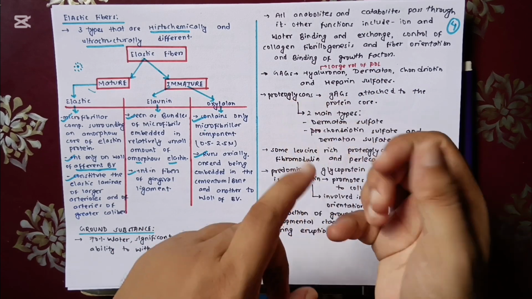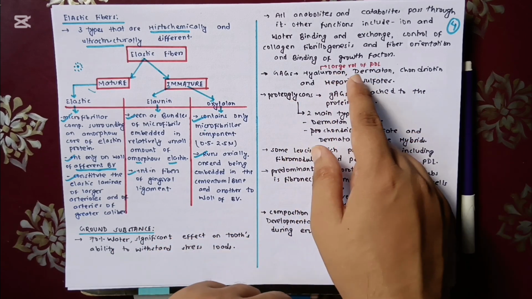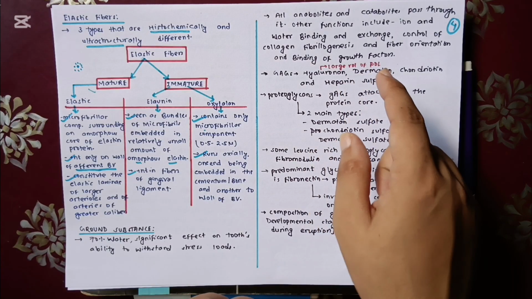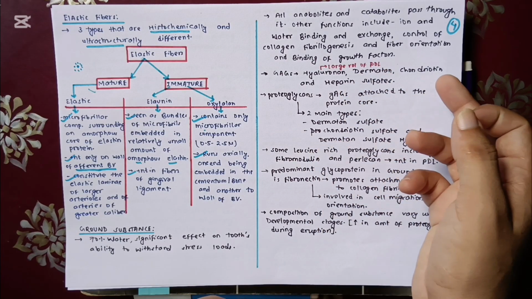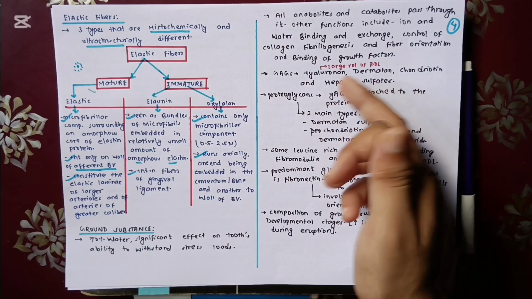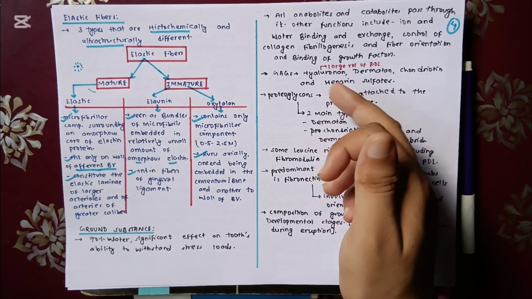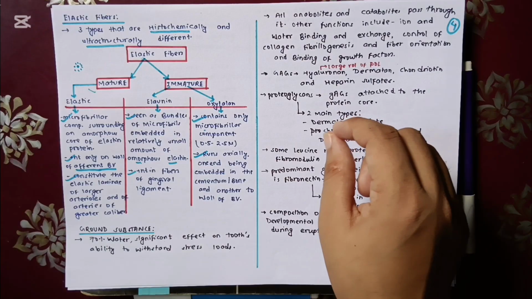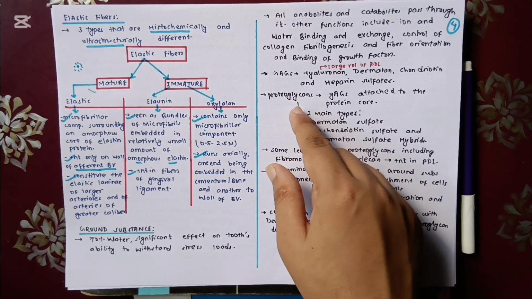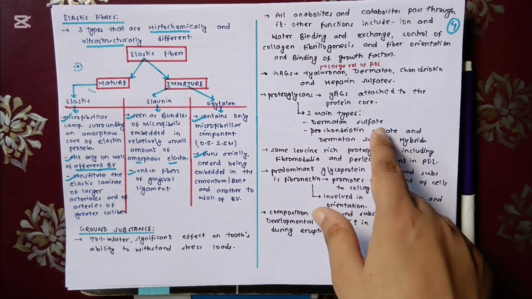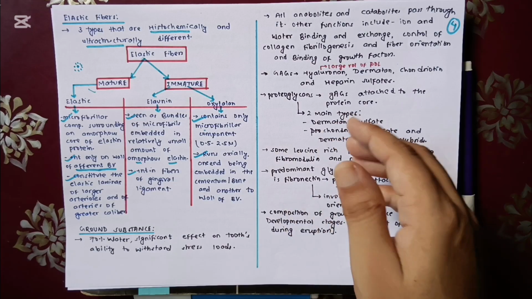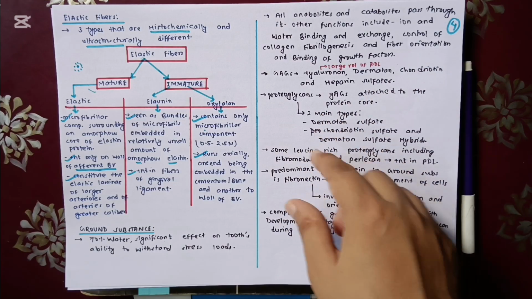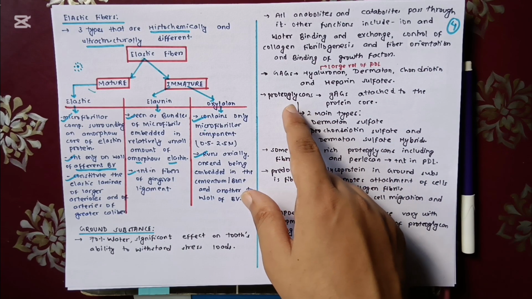Okay, so in GAGs we have hyaluronan, which is present in large volume in the periodontal ligament, and dermatan, chondroitin, and heparan sulfate are the others that are present in the periodontal ligament, which come under the glycosaminoglycans. And the proteoglycans, okay, so we have dermatan sulfate and chondroitin sulfate plus the dermatan sulfate hybrid. Okay, so that is present in this proteoglycan section.